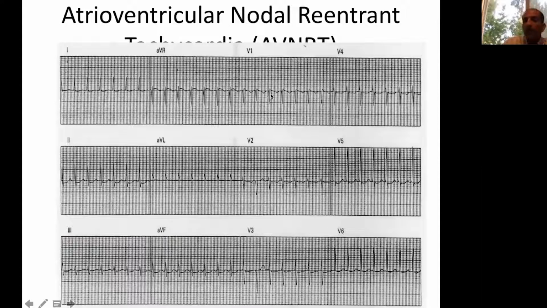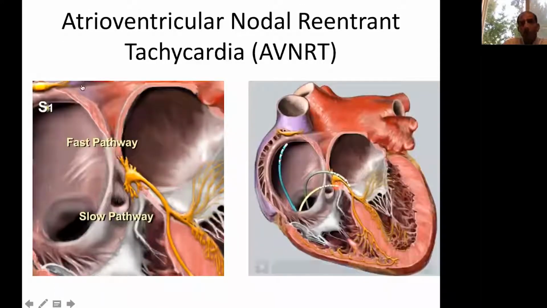And you can see that the QRS complex is narrow, which means it's going through the conduction system. So this would be referred to as supraventricular tachycardia. This is an example of what we call AV node reentry tachycardia in supraventricular tachycardia. And let me show you what that means. The AV node is a conducting tissue between the atrium and the ventricle.